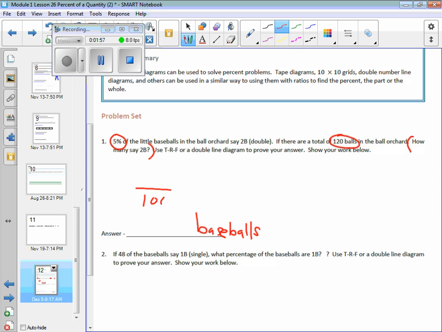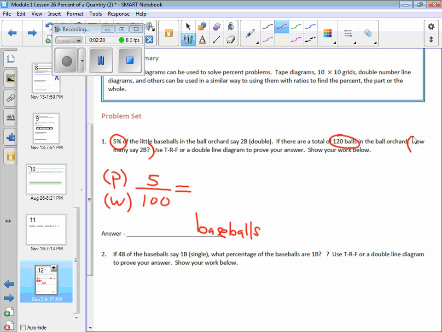5% is what over 100? And I'm going to go to Taylor. 5 over 100. That ratio is done. What's the part? The top or the bottom? The top. The part is the top. And the whole? The bottom. Okay. I'm going to abbreviate it as P and W.